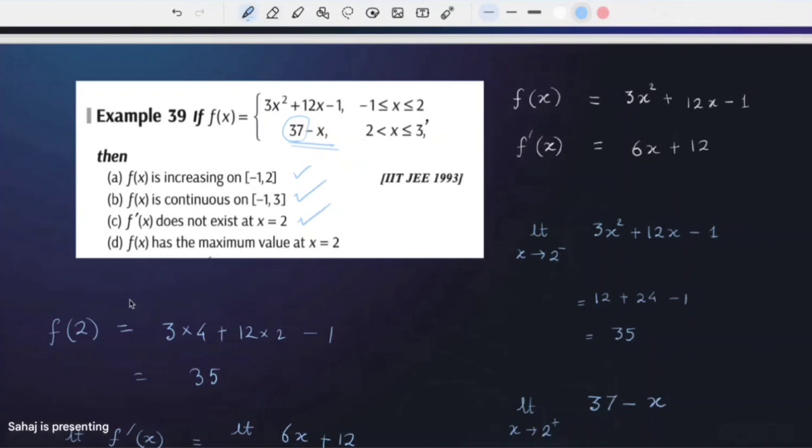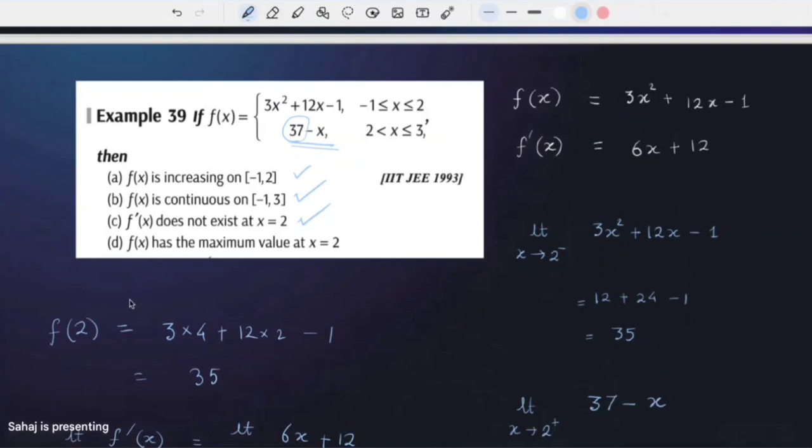f x has maximum value at 2. So I have to find the maximum value, I have to prove it. You have to show that this is true. At x equals 2, the same equation, 3 into 2 whole square plus 12 into 2 minus 1, which is 35, the maximum value. But that will be a minimum, right?